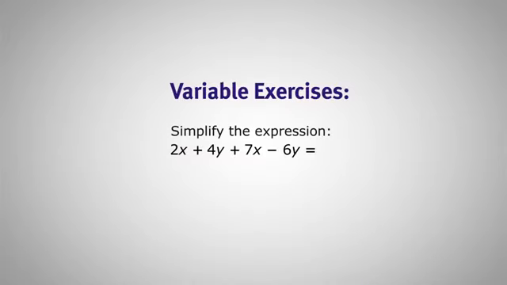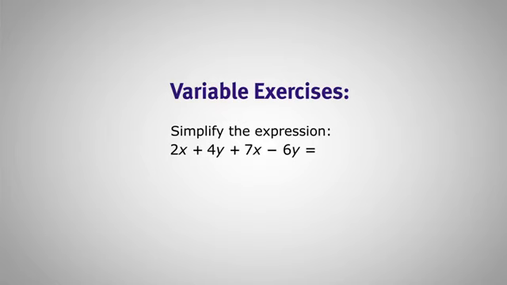Number one gives us 2x plus 4y plus 7x minus 6y, and the question asks us to simplify the expression. When we're trying to simplify an algebraic expression that contains more than one variable, you want to remember that you can only combine like terms. So x's must be added to other x's, y's must be added to y's, etc.